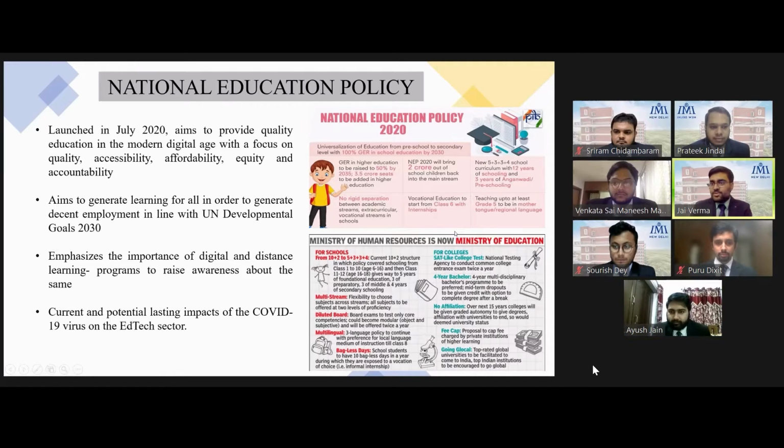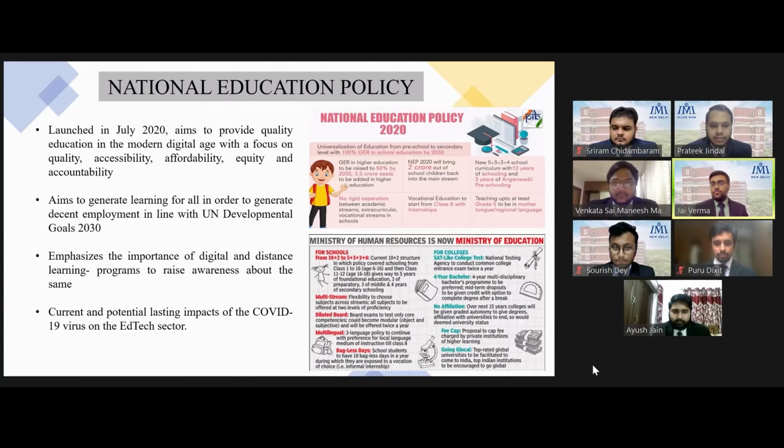Now, moving on to the National Education Policy. The National Education Policy is a policy that was introduced in India in July of 2020. It is extremely influential in the further growth of the EdTech industry, and it cements its status as a sunrise industry. Why I say this is because the policy itself aims to revolutionize Indian education in a way never seen before.